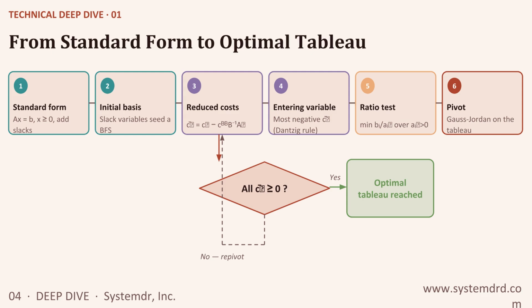You'll notice the loop back arrow on screen. If we're not yet optimal, we re-pivot and go again. In practice, the full tableau is rarely used in production because it recomputes the whole matrix on every single pivot. It's the right teaching tool, though, before we look at how a real implementation handles this more efficiently.